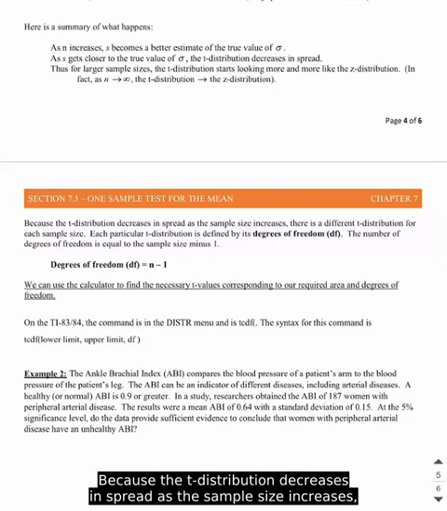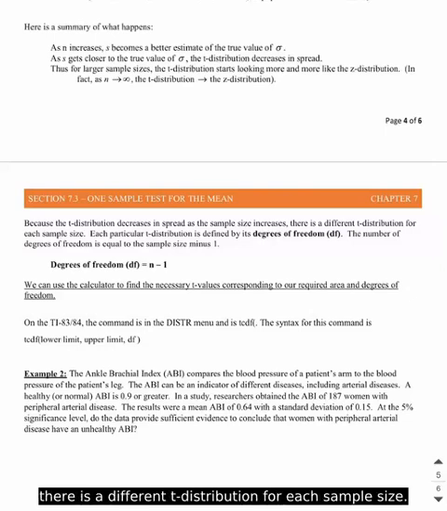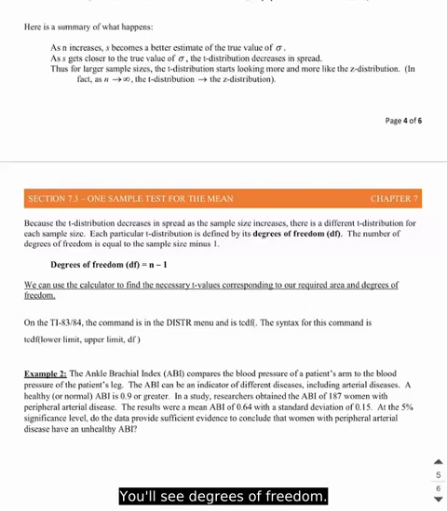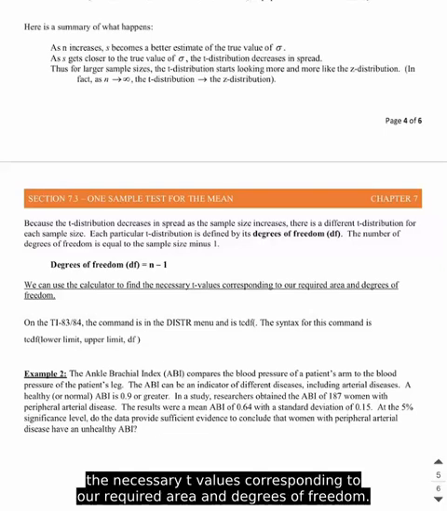Because the t distribution decreases in spread as the sample size increases, there is a different t distribution for each sample size. Each particular distribution is defined by what we call its degrees of freedom, labeled as df. The number of degrees of freedom is equal to the sample size minus 1. We can use the calculator to find the necessary t values corresponding to our required area and degrees of freedom.